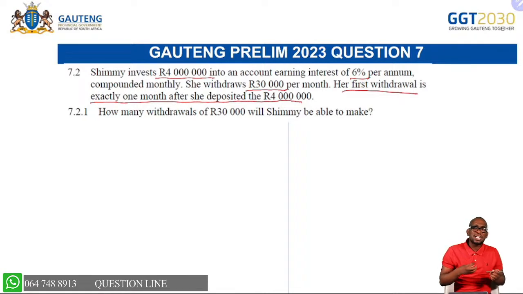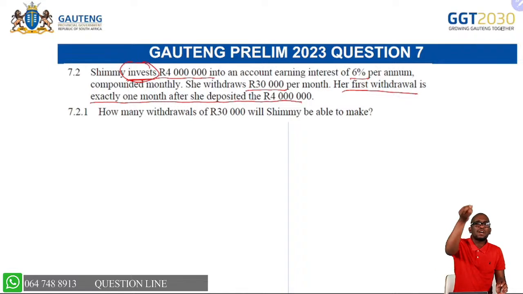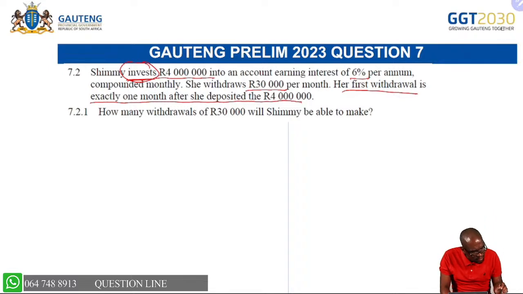One might think that this is a future value annuity, and it's not. One might think it's a future value because it speaks to investment, because they say invest. If one looks for these keywords, one might see invest and think that, oh, it's a future value annuity because they are talking investment. But now if you zoom into the problem, you are told that she withdraws 30,000 per month.